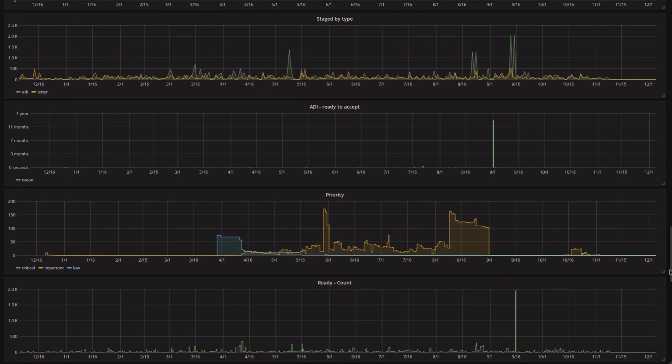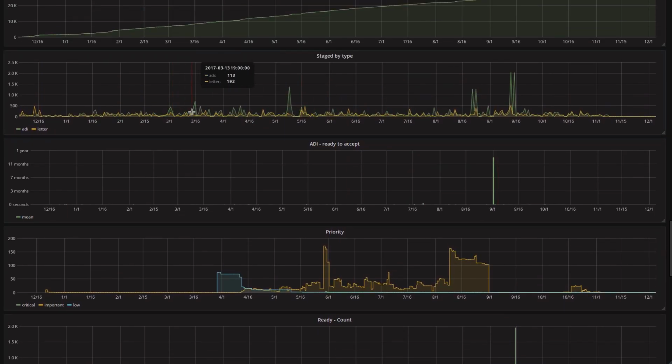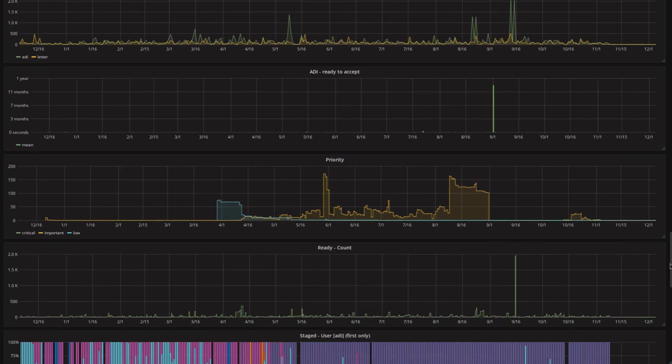So if we keep going, here this is again just a breakdown by ADI versus letter. You'll see there are pretty big spikes. For example, that Haskell submission down here, you'll see there were 2K sitting in ADI. So again, that's what that was, with a pretty consistent amount in the letter stagings, but it's fairly split.